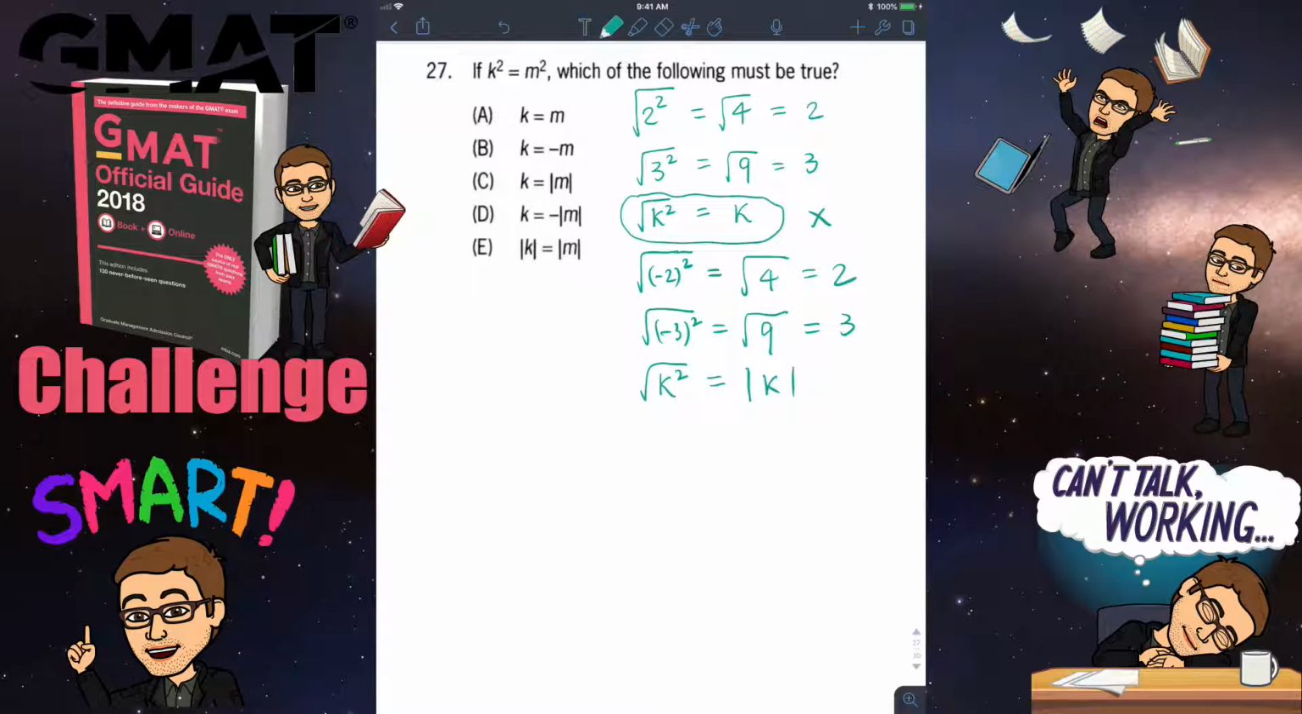If we use this formula or this equation to simplify the given equation, k squared equals m squared, and then we take a square root on both sides, we're going to have absolute value of k on the left equals absolute value of m on the right. So that's actually our answer. So the answer is E.